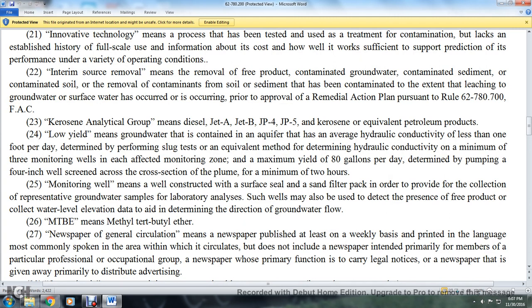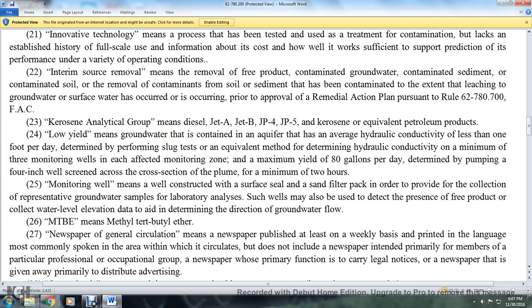Monitoring well means a well constructed with a surface seal and a sand filter in accordance with the rule, provided for the collection of a representative groundwater sample for laboratory analysis. Such wells may also be used to detect the presence of free product and to collect water level evaluation data that aid in determining the direction of groundwater flow.